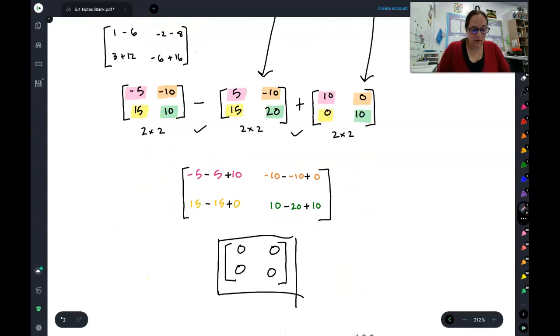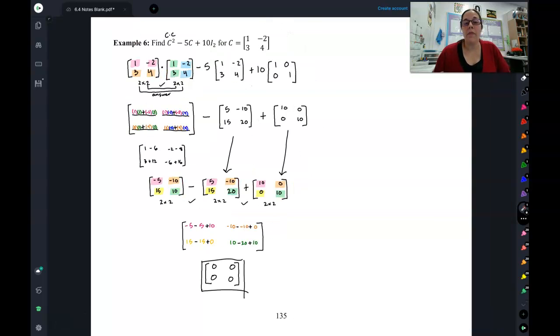Now I need to make sure they're all the same dimensions, 2 by 2, 2 by 2, 2 by 2, so I can add and subtract these, we're good, and then I just do the spots. So -5 minus 5 plus 10, that's my first spot. -10 minus -10 plus 0, that's my second spot, and so on and so forth to get a final answer of all zeros. So that is our last example of our matrix operations. We are officially done with lesson 6.4, and you can now get started on your homework.